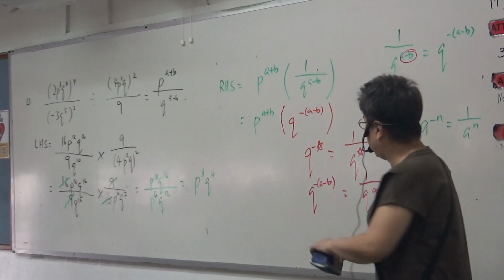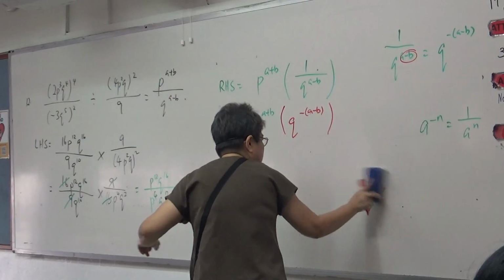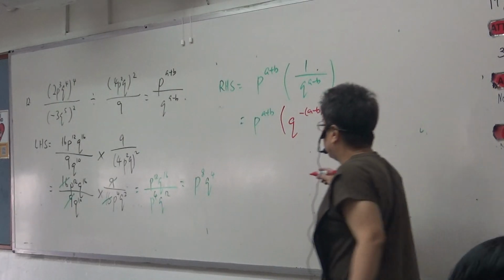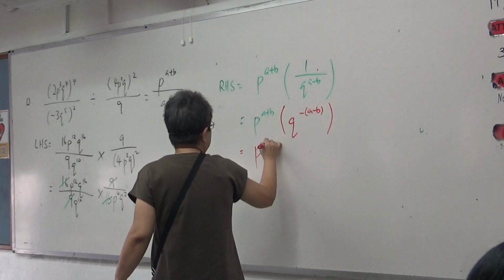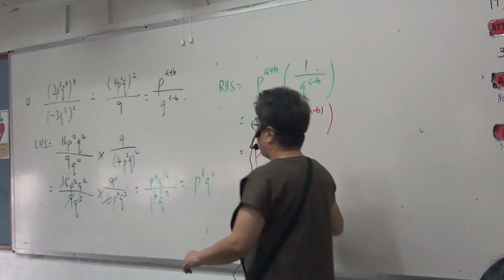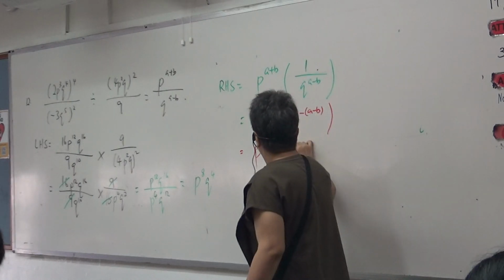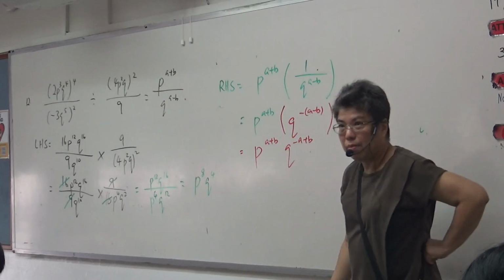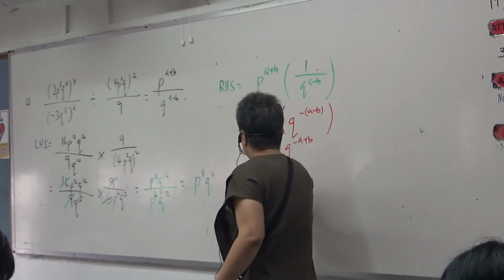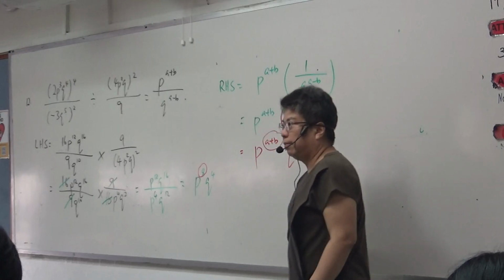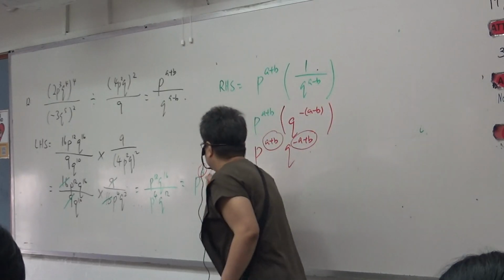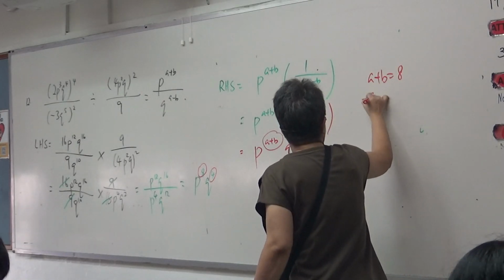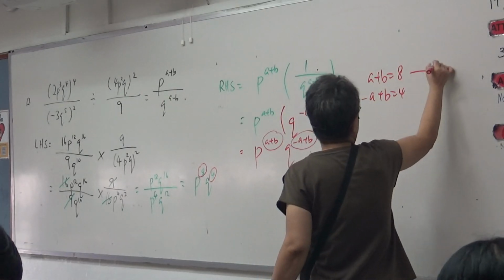Can you see? Okay, now, then I'm going to simplify now. Okay, all of you look. This is P, A plus B, Q. If I open the bracket, it becomes what? Minus A plus B, right? Correct. Now, can you see this one will be 8? This one will be what? 4. So I will have A plus B equals to 8, minus A plus B equals to 4.